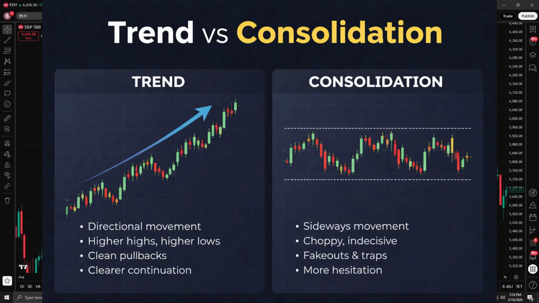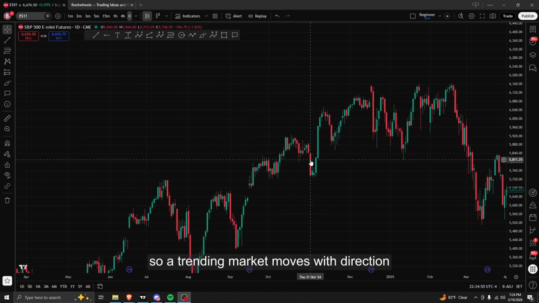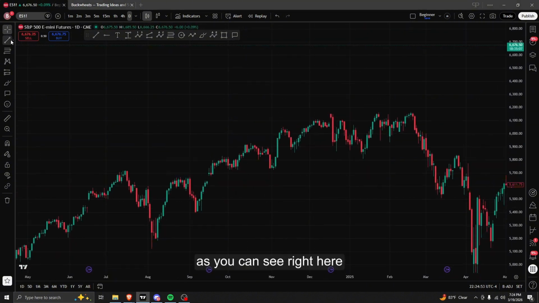So what we have here is trend versus consolidation. Once you understand market structure, the next question is simple. Is price actually trending or is it just consolidating? So a trending market moves with direction. As you can see right here.